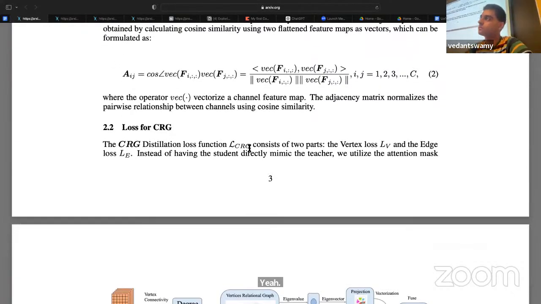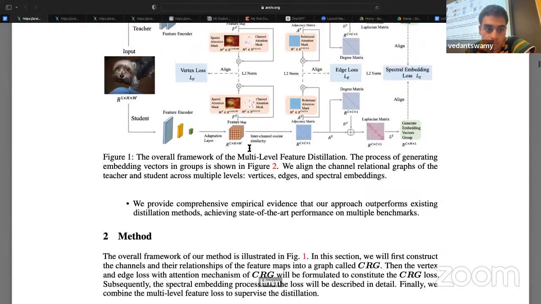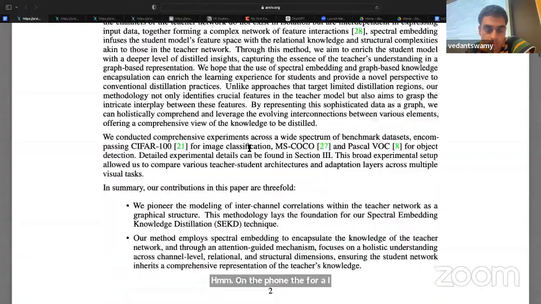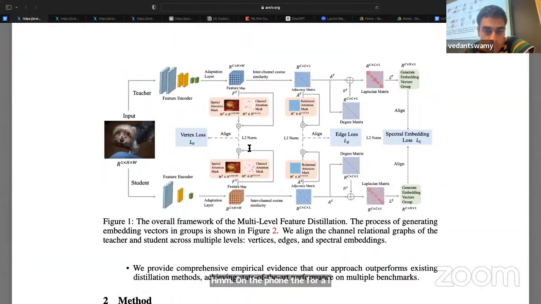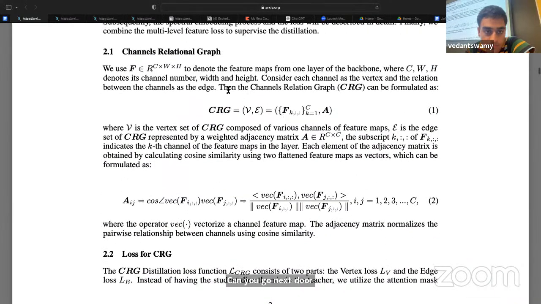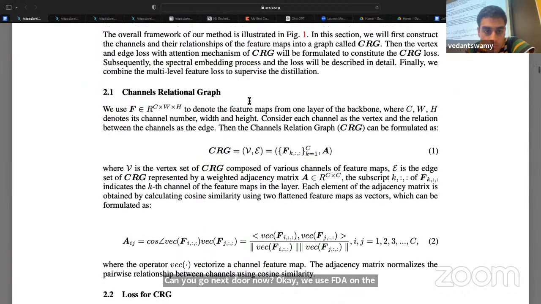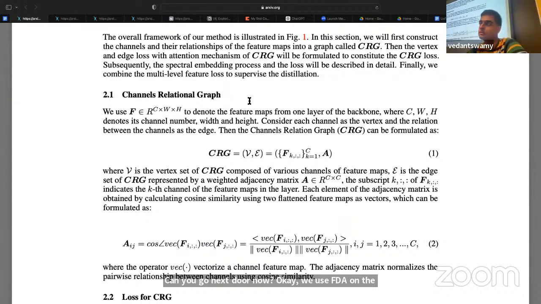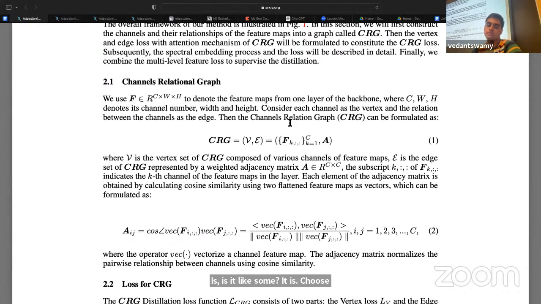If you go to 2.1, on the first section, can you scroll down? Yeah. 2.1, first line, it says we use F to denote the feature maps from one layer of the graph. So it's just from one layer. Okay, right. How do you choose the layers for actually doing the distillation? Is it some intelligent way, or do you just choose the same resolution layers? I'm not sure. The paper doesn't talk about it.